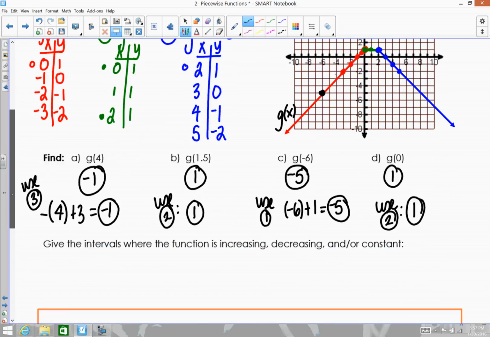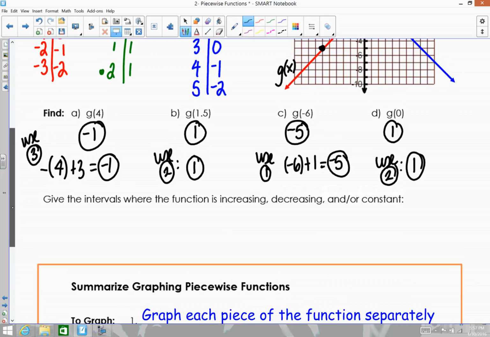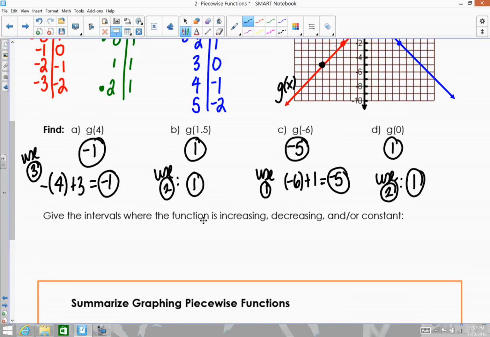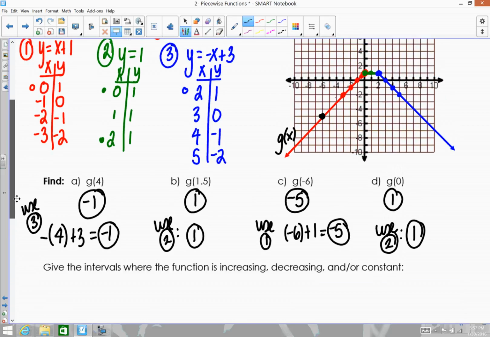So then the next part of this is just looking at where it is increasing, decreasing, and constant. For this, I see that this graph is doing a little bit of everything. If you look at it from the left to the right, it goes uphill, and then it remains the same, and then it goes downhill. So the red portion is increasing, then it remains constant, and then the blue portion is decreasing.